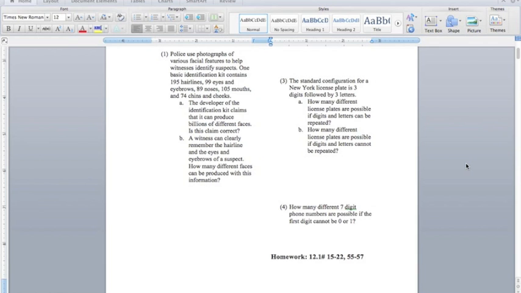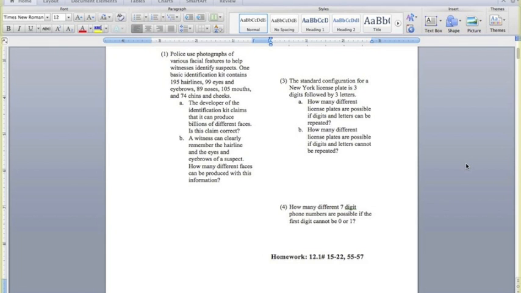So part A says the developer claims that it can make billions of faces. Is that really true, or are they just using billion as a word for a lot? Because we do that. We just say, you know, billion and just throw it out there and we just mean a lot. Do they really mean billions, or do they just mean a lot?